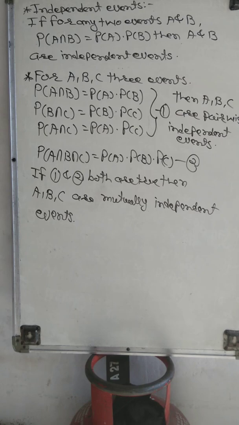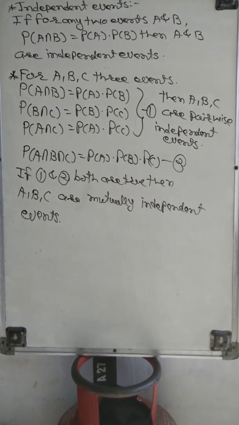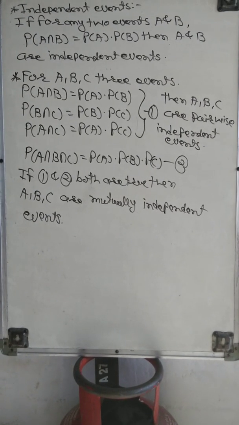Right? So this way for 3 events, both pairwise independent events and mutually independent events are there. Okay, so you just understand both the things, because both are very useful for our course, right? So this is independent event. Now we go for the next one.